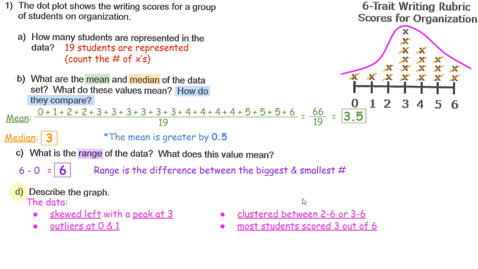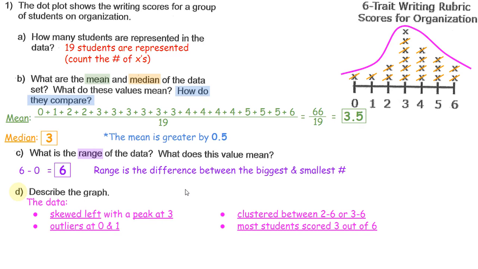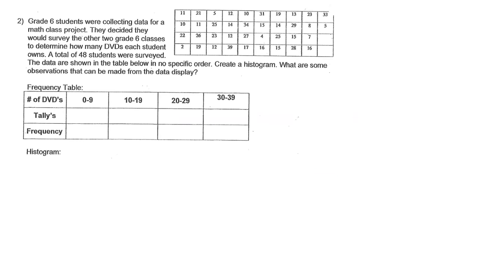Okay, so use words like symmetrical or skewed, where the peaks are, if there's outliers, if their groups are clustered together anywhere, and then try to make sense of the data set if they ever ask you to describe the graph. Those are the type of vocab words that you would use. So that's it with dot plots. Let's focus on reviewing histograms.